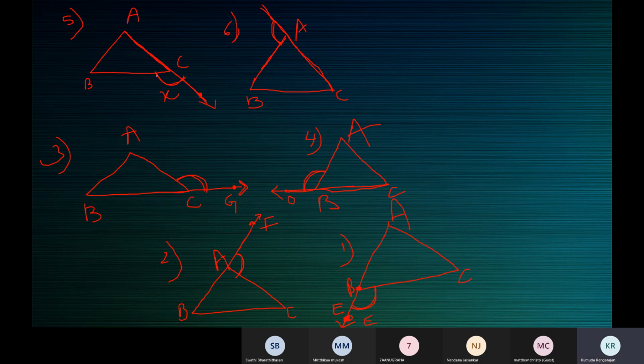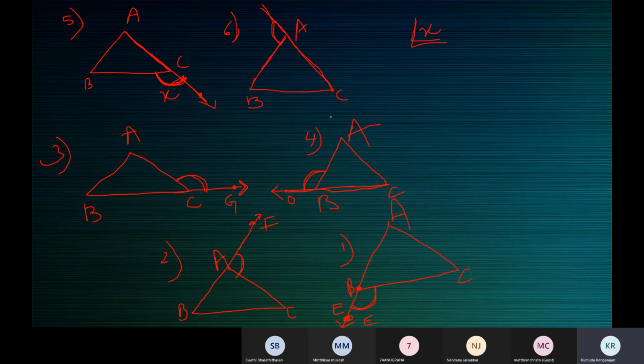No small letter for a point. So this one is X. Actually it is X, but in some books you will find angle X. It's not angle X. We don't use the angle symbol when it's a small letter. I'm just telling you so that you don't get confused. You can see this in some books, but it's simply X.